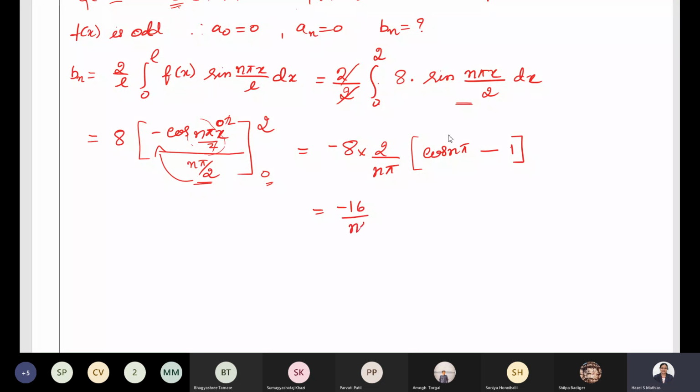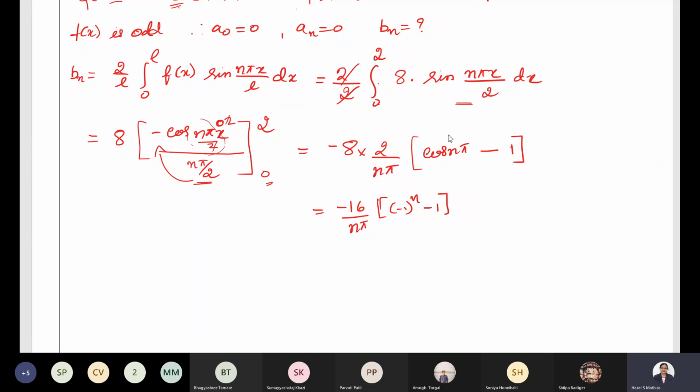Minus 16 by n pi. Am I correct? Or have we gone wrong somewhere? Correct, ma'am. Afterwards, what do we have? Cos n pi will be minus 1 raised to n. Correct. Minus 1 power n minus 1. Then what do we do now?